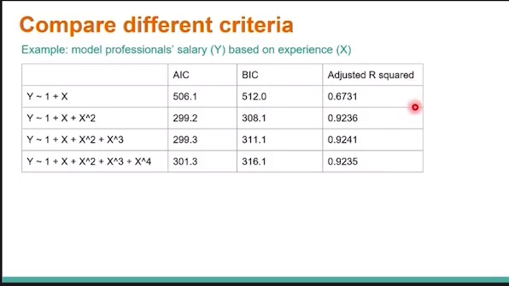Don't forget, I said the model with the largest value of adjusted R squared is the best model, but using the AIC and the BIC, the model with the smallest value is the best. But right now there's a conflict. The AIC and BIC choose the same model, but the adjusted R squared chooses another model.